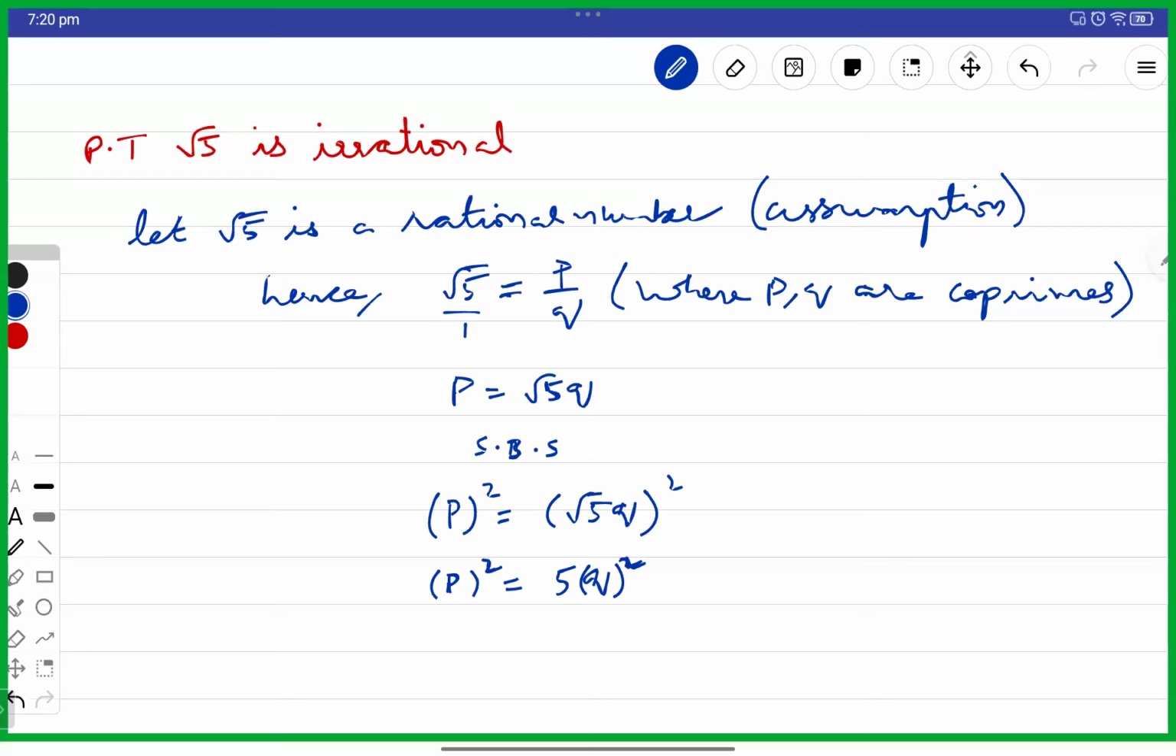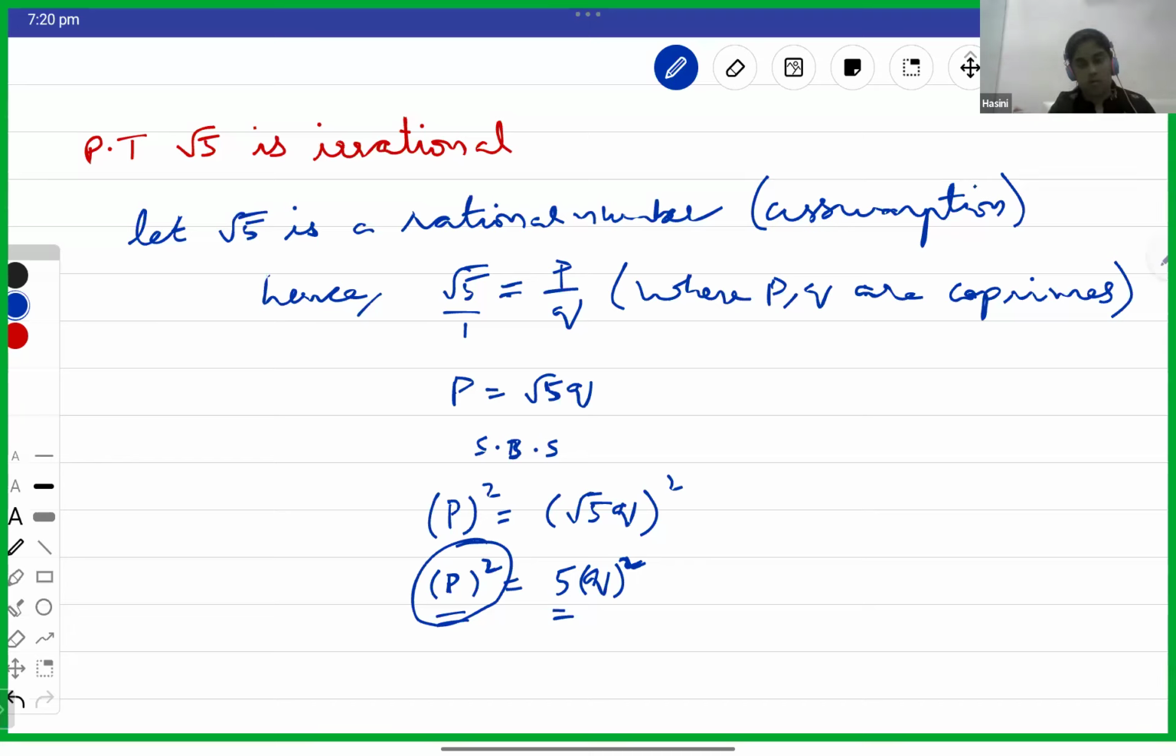Now, Hasni, this step, if you observe, p square is written as 5 into something. Now try to recollect that theorem. What is the theorem? Here we can clearly observe p square is some number which is a multiple of 5. 5 into something means this p square is getting divided by 5.